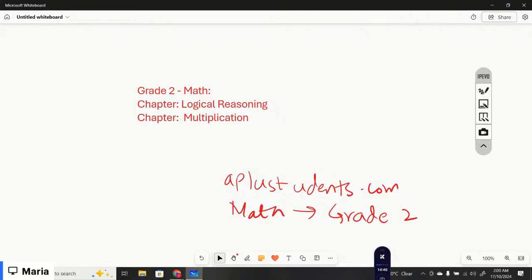We're going to start with the chapter logical reasoning. Then we'll start the chapter multiplication. So please make sure you have your notebook and pencil so that you can note down the important examples and definitions as well, right?